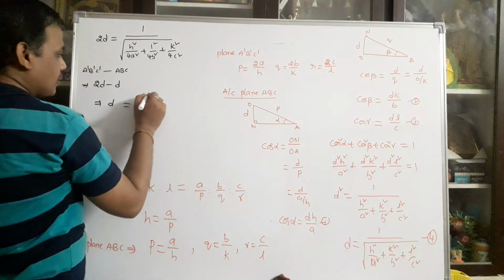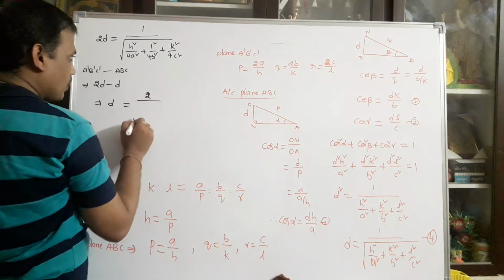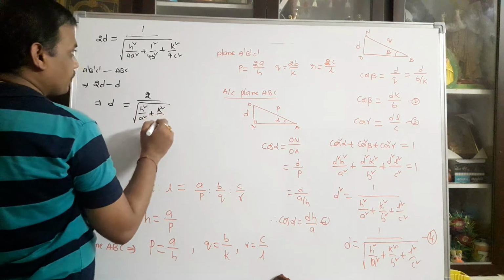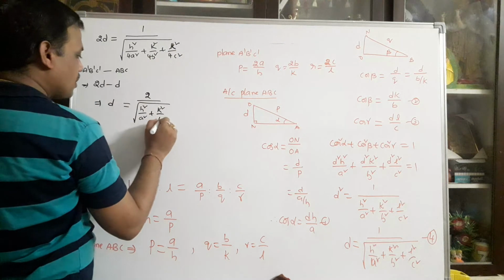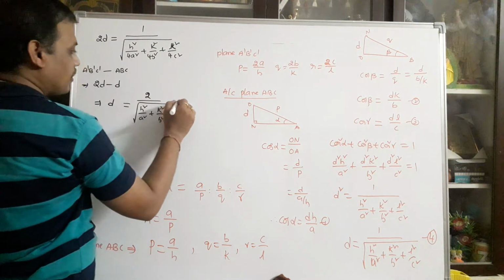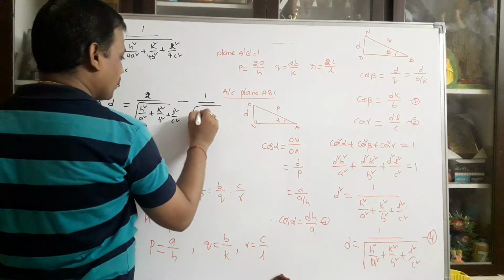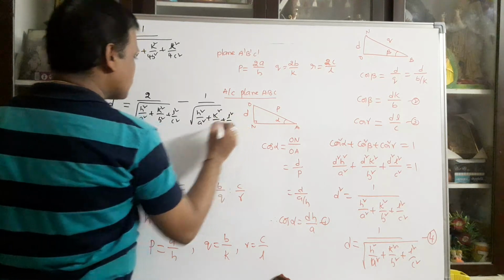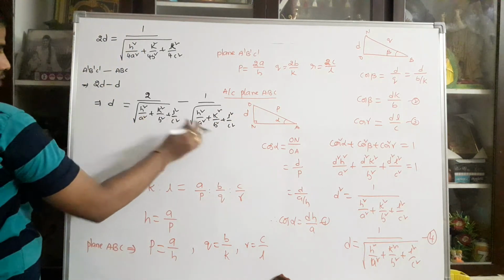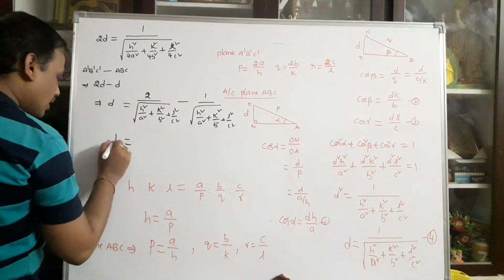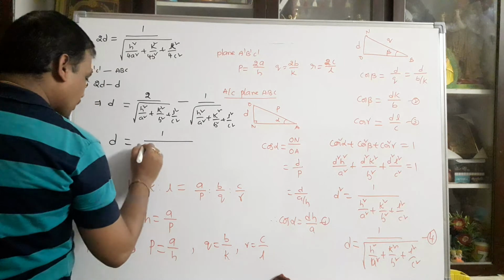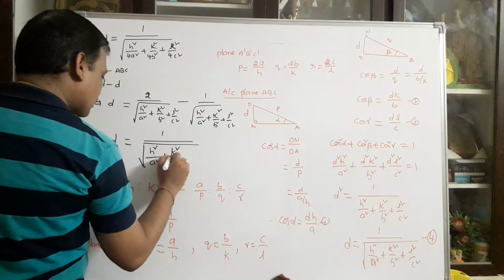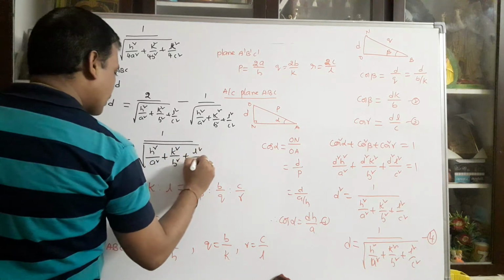You get the value is 2 by square root of h square by a square plus k square by b square plus l square by c square, minus 1 by square root of h square by a square plus k square by b square plus l square by c square. Denominator terms are all same. 2 minus 1 is nothing but 1. So finally d is equal to 1 by square root of h square by a square plus k square by b square plus l square by c square.